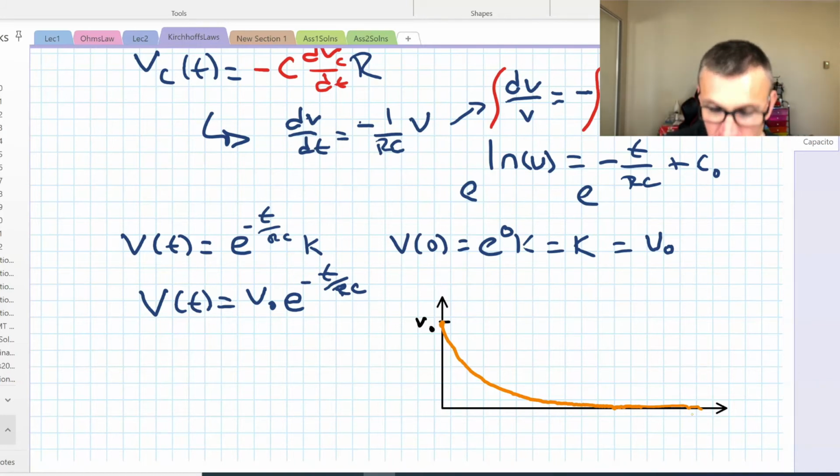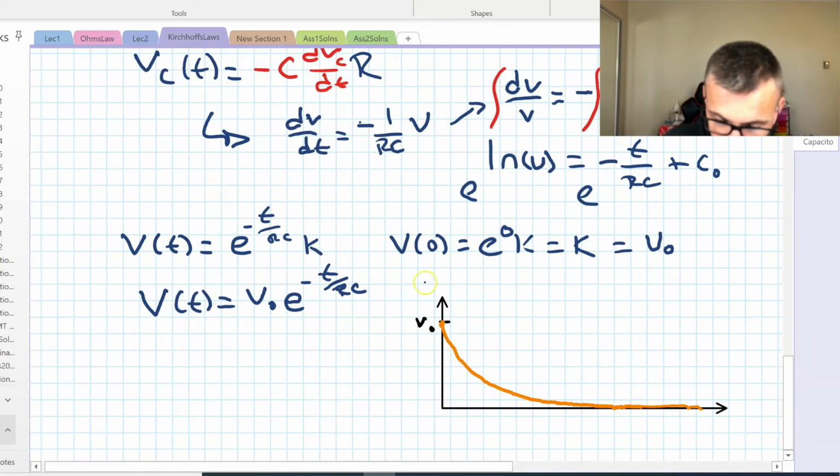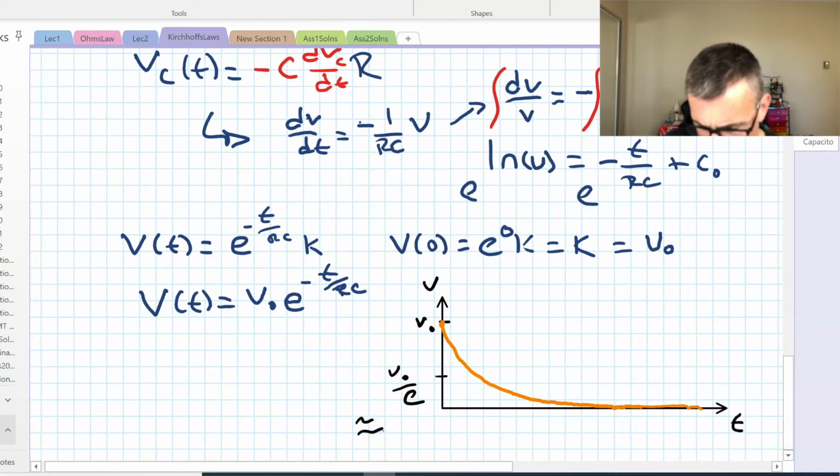In fact, it would get to a very specific value. What we're doing here, by the way, is plotting voltage versus time. I should probably say that. At a very specific value, it's going to get to V naught over e, which is approximately equal to 0.37 times V naught.